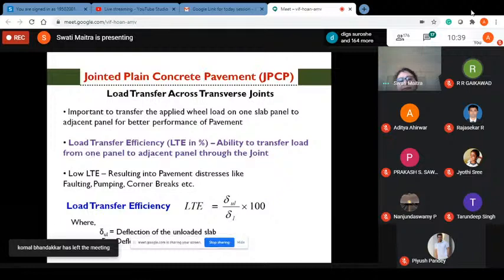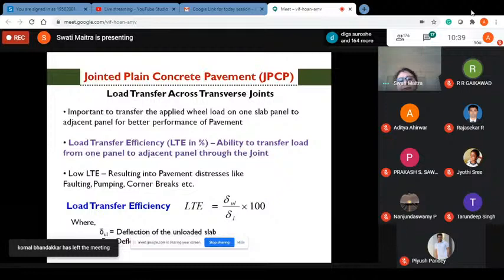Now the effect of temperature: the positive temperature differential during daytime has to be considered, and the negative temperature differential due to night time is also considered. In the IRC code, a separate table has been given. Based on that, you can find out the temperature gradient, that means the difference between top and bottom temperature, based on the thickness of the slab.